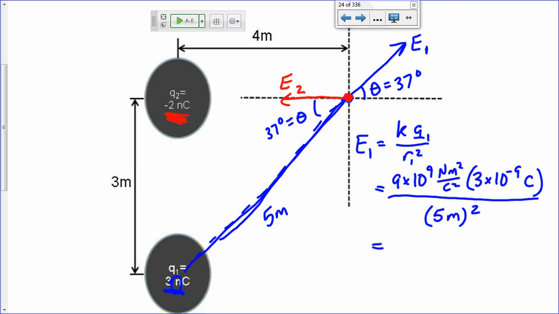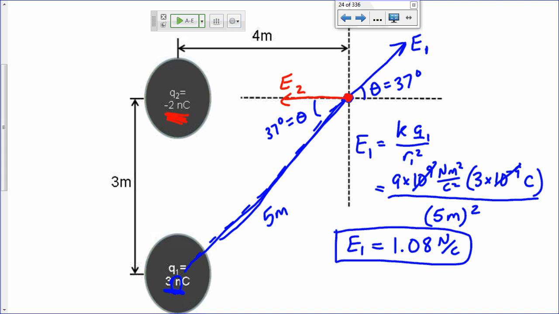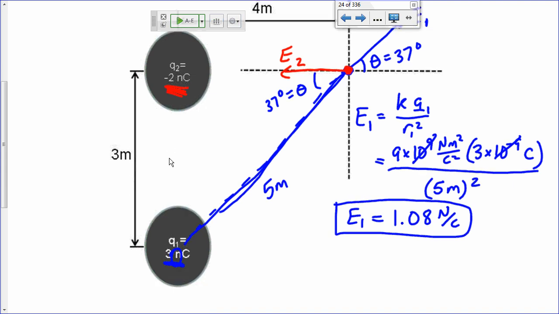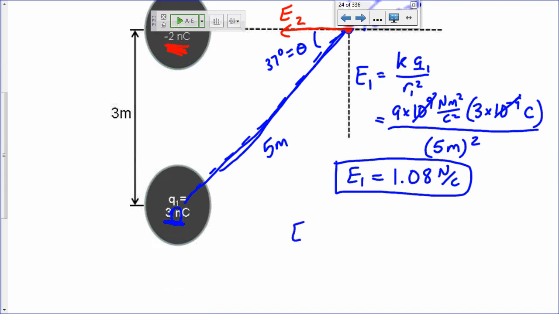So my magnitude of E1 is 27 over 25, which is 1.08 newtons per coulomb. So that's the magnitude of E1. And then you can find the magnitude of E2 as well. So I'll do it right here.